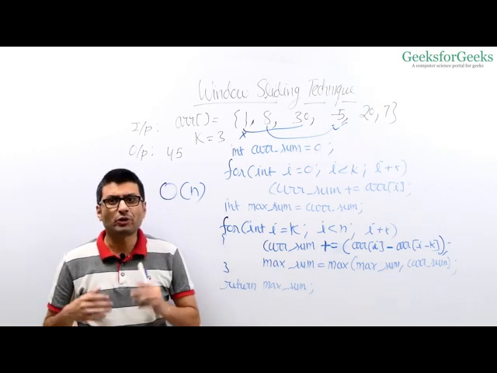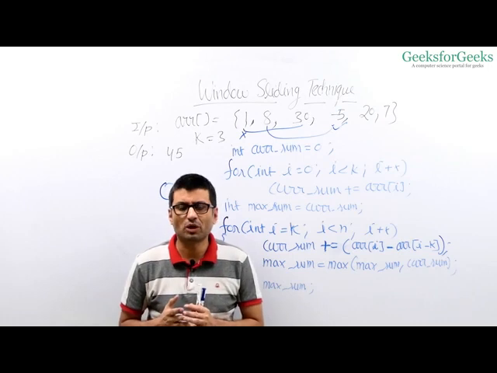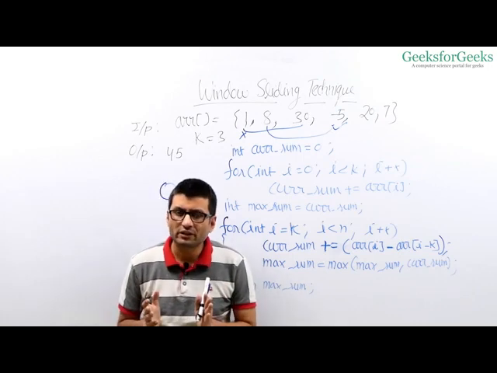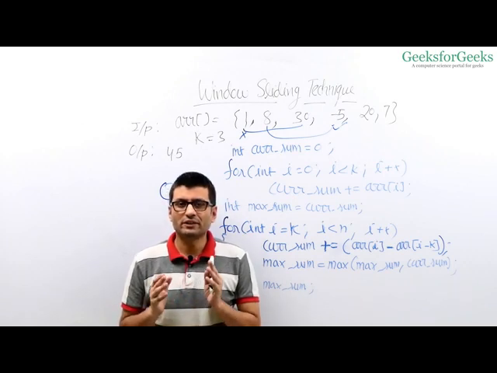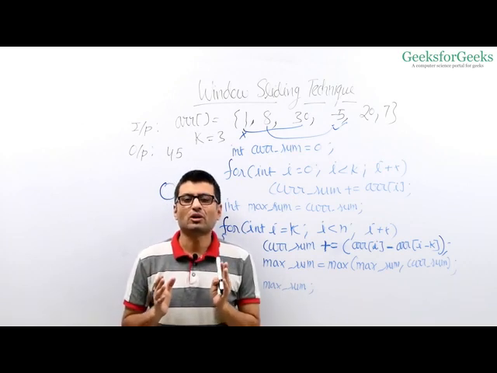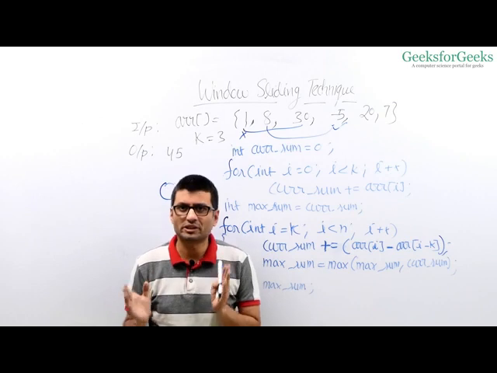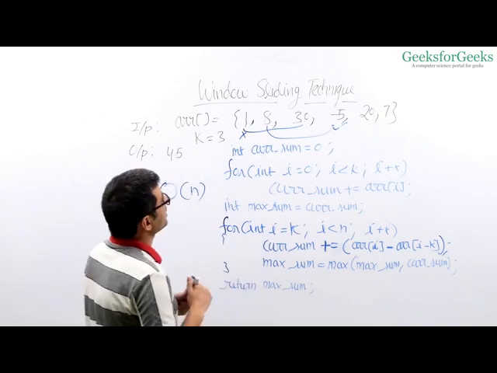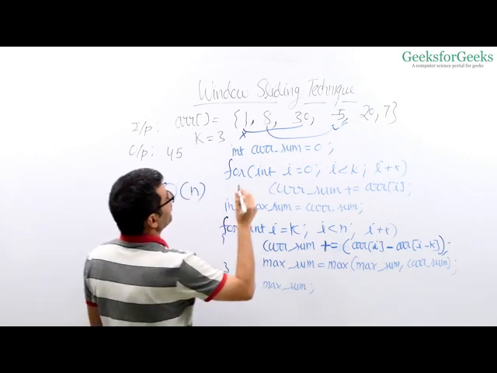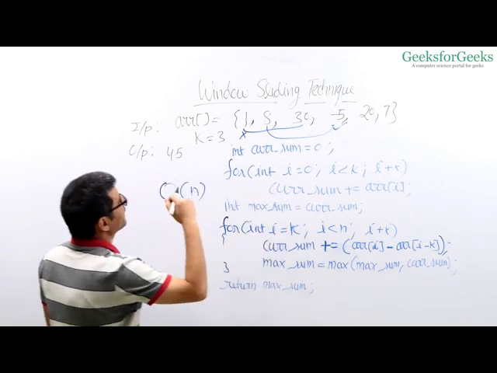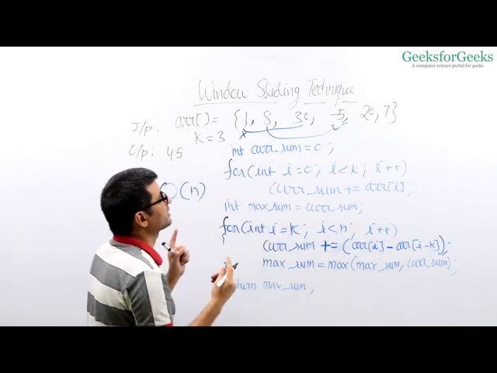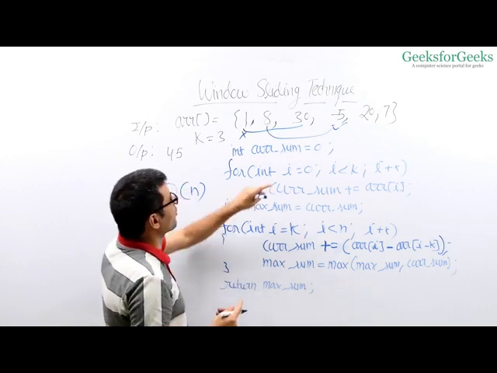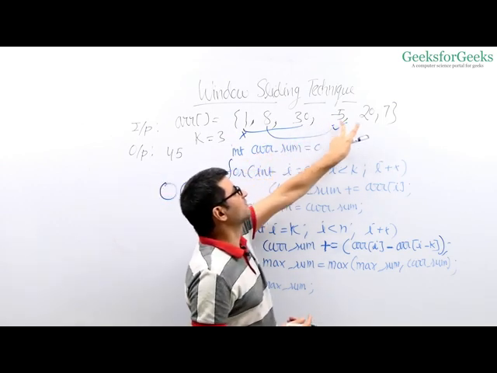Now let me ask you a quick question, a simple variation of this problem. If you are given an array and an integer k, you need to find if there is a subarray of size k with a given sum. So if I give you a sum, say sum is 45 and my k is 3, then you need to tell me if there is a subarray with sum 45 or not. So your output will be true because there is a subarray with sum 45.